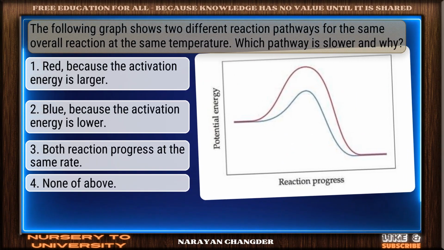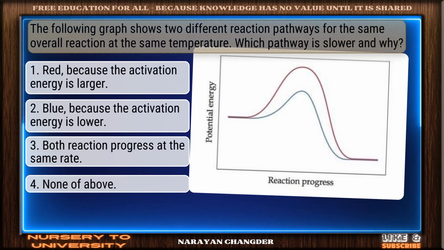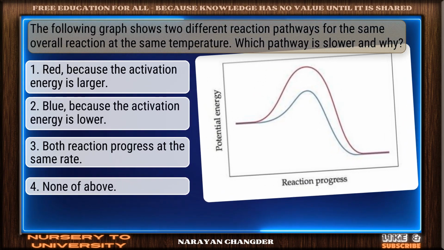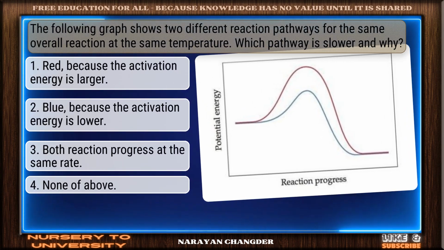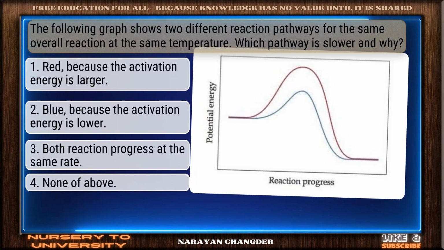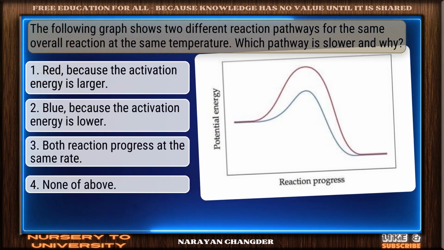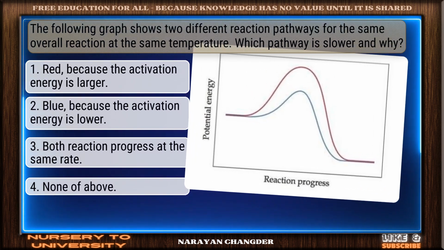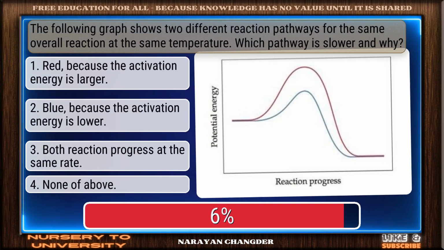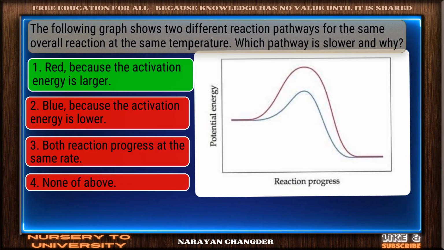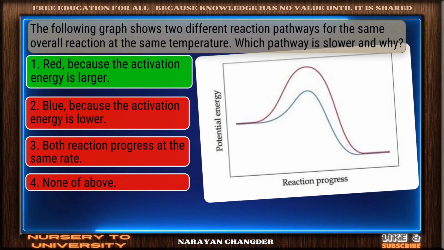The following graph shows two different reaction pathways for the same overall reaction at the same temperature. Which pathway is slower and why? Option 1, red, because the activation energy is larger. Option 2, blue, because the activation energy is lower. Option 3, both reactions progress at the same rate. Option 4, none of above. You're on fire, red, because the activation energy is larger.